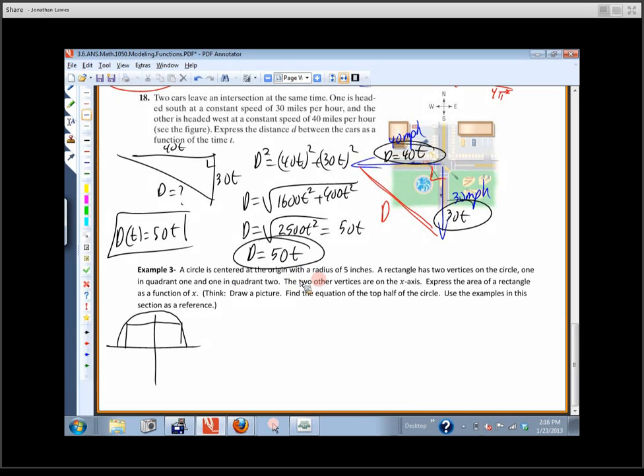Now, if I say a circle centered at the origin with a radius of 5, who can tell me what the equation of a circle centered at the origin with a radius of 5 is? That's fine. x squared plus y squared equals 25. Now, that's the whole circle, top and bottom included. Remember, this wouldn't be a function. Okay? How do I just get the top half of the circle?